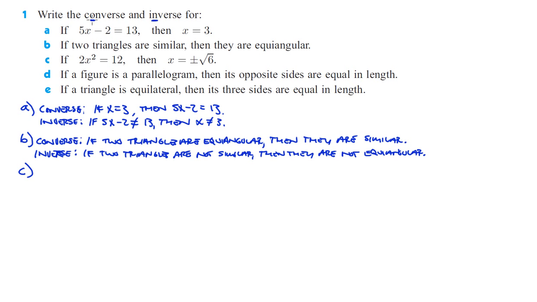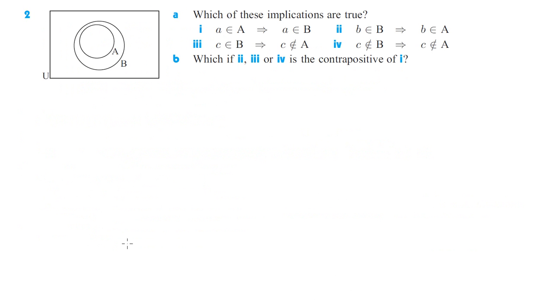Okay, part C here, number C, if 2x squared equals 12, then x equals plus or minus root 6. So the converse, the opposite of that, is if x equals plus or minus square root of 6, then 2x squared equals 12. Okay, and then the inverse is going to be if 2x squared does not equal 12, then x does not equal plus or minus the square root of 6. All right, which of these implications are true?